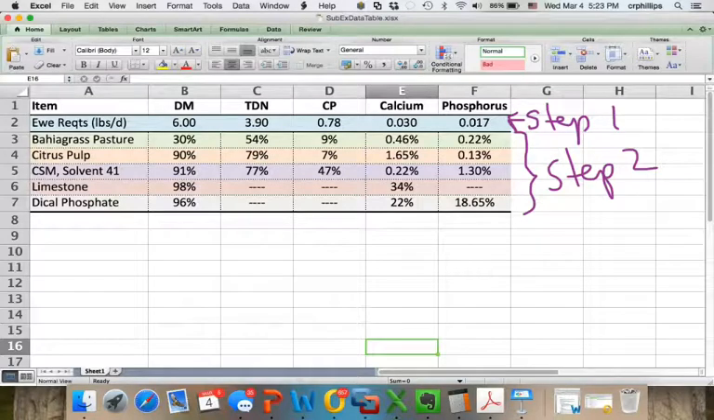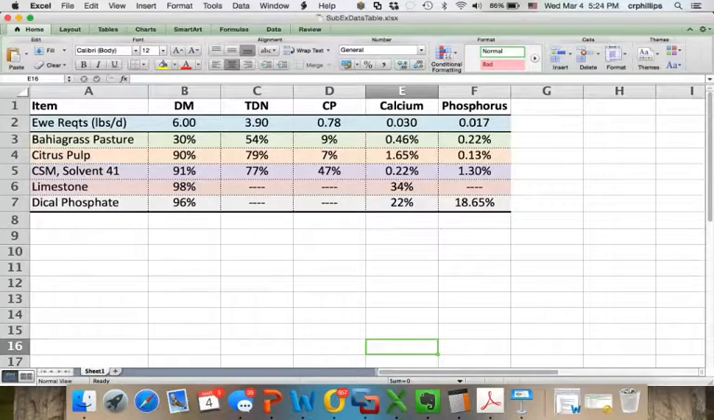Now the next step is to actually take a look at step 3, that major feed contributor. So be sure, like I mentioned, to have this data table in front of you as we work through this example, because I'm going to have to bounce back and forth to a whiteboard. So what we're going to do is take this major feed, which is the Bahia grass pasture, and figure out how many pounds of TDN, protein, calcium, and phosphorus that sheep is getting. So let's set up step 3. And so this is looking at the major feed.